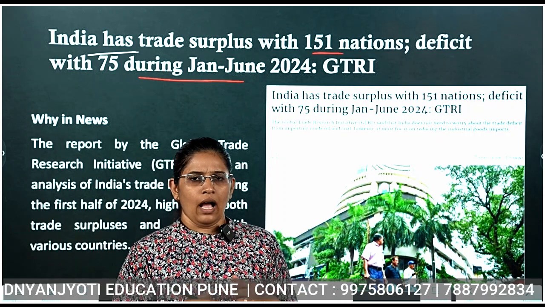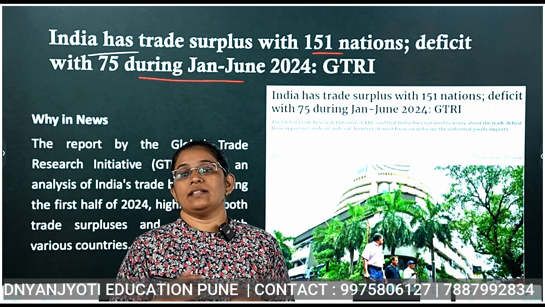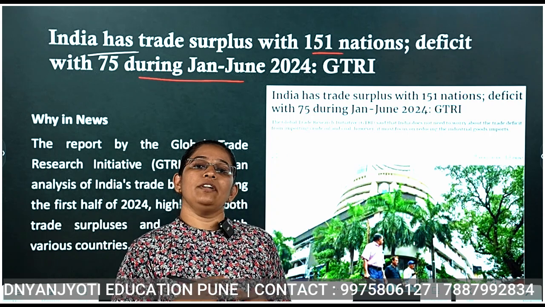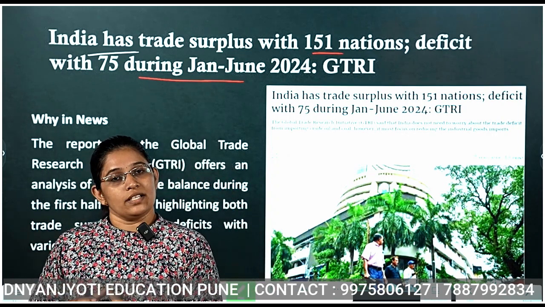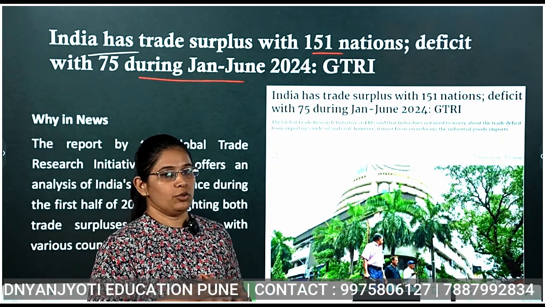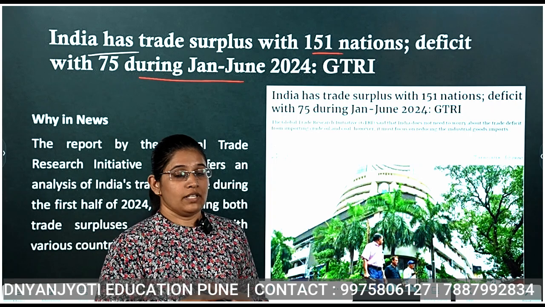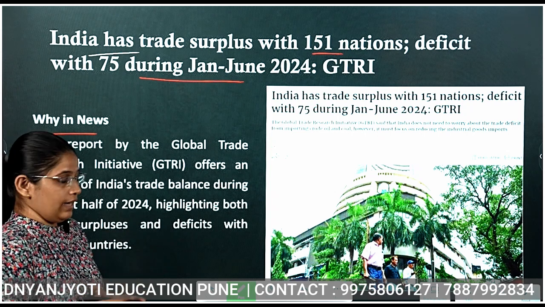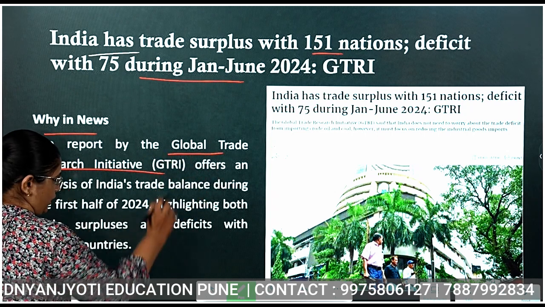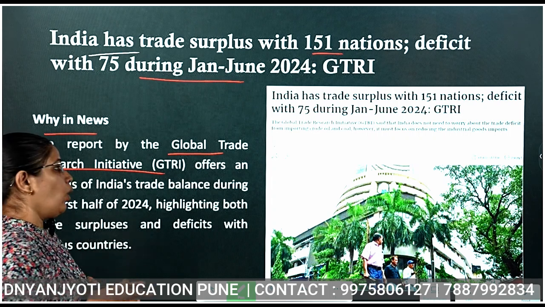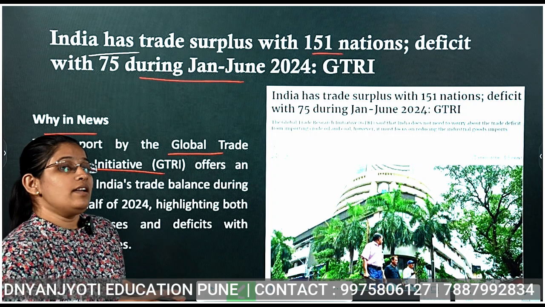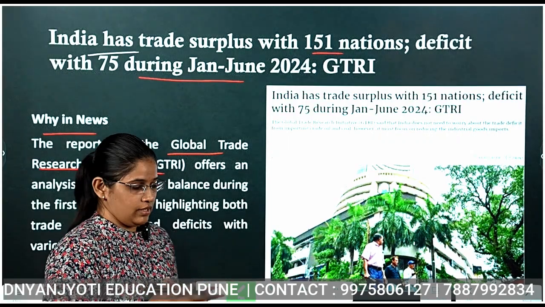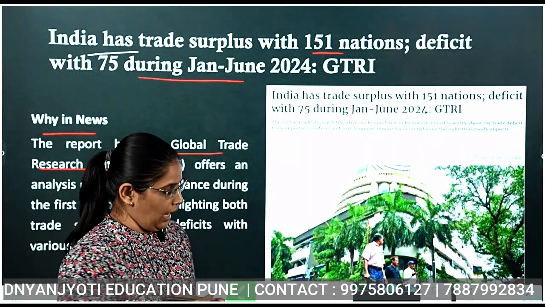So what we are going to do in this article, we are first going to study the context of the article. After that, we are going to study what exactly the article is talking about, which subject this article is related to. After that, we are going to cover the forward linkages and the backward linkages related to these articles. Now, let's start with the discussion of these articles. So, the context of this article is that the Global Trade Research Initiative, GTRI, has offered insight on the trade surplus and trade deficit of India with the other nations, and this is the context of our article.